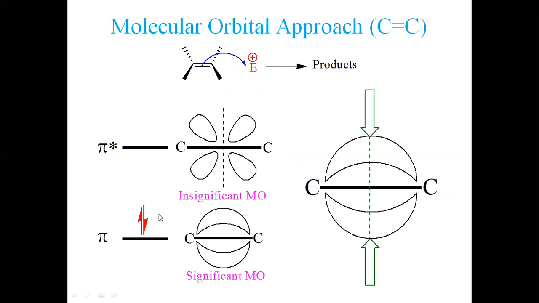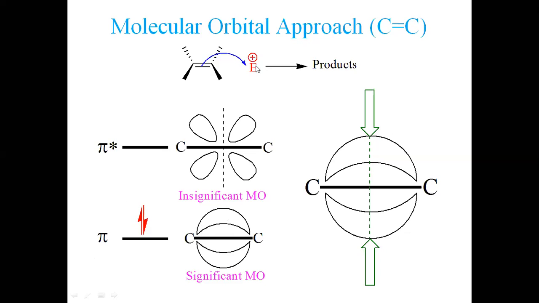If it is transferring electrons to pi, pi is already occupied. The nucleophile has two electrons. So how many total electrons? 4. 2 shall go to bonding, 2 shall go to anti-bonding. What shall be the bond order? 2 minus 2 divided by 2, the answer is 0. So as a result, if the nucleophile approaches the pi orbital, it shall have 0 bond order. It means this shall be an insignificant molecular orbital.